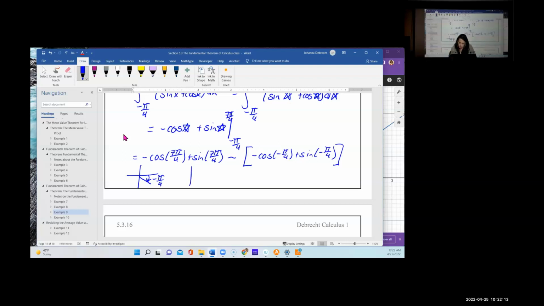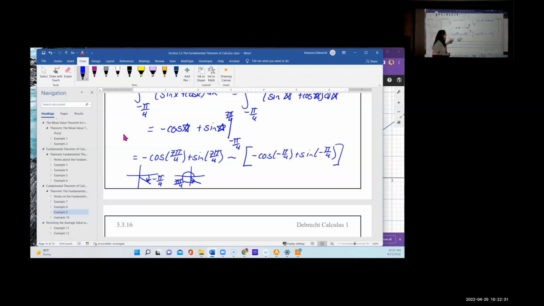Where's 7 pi over 4? 7 pi over 4, 4 to get to here, 5, 6, 7. Hang on, that's the same angle, but proceeding in a counterclockwise orientation rather than a clockwise orientation.